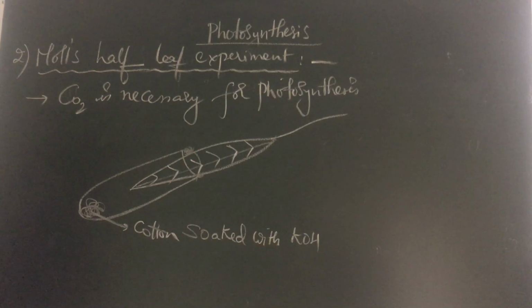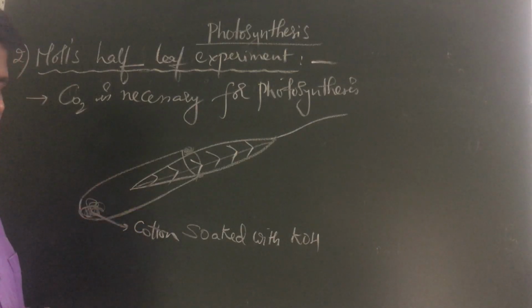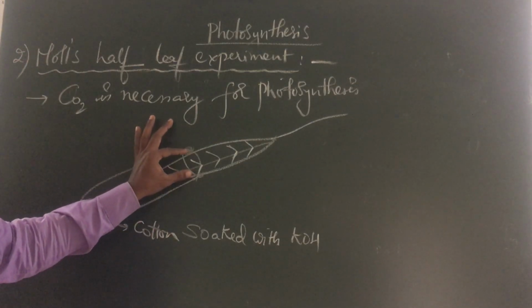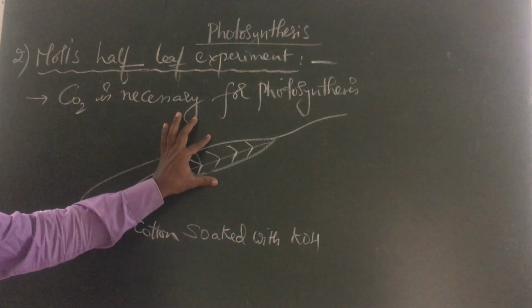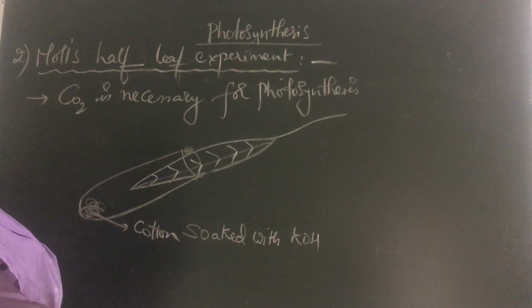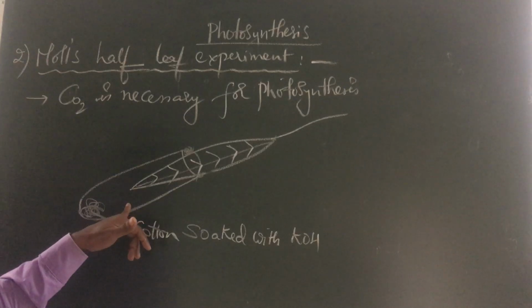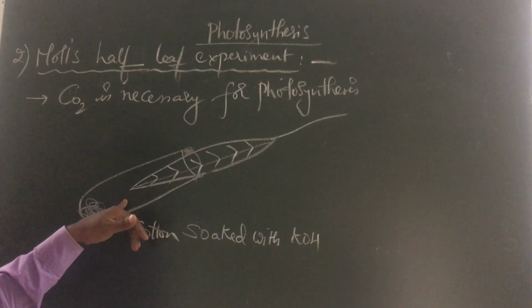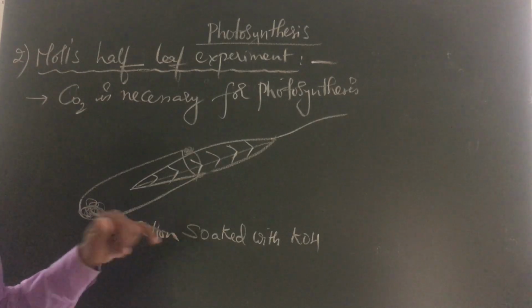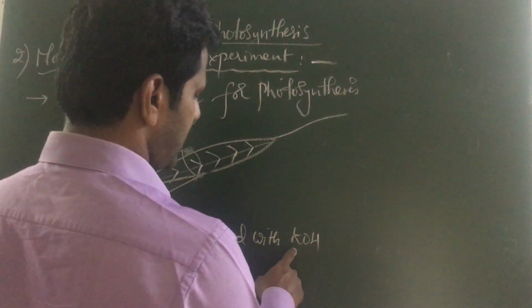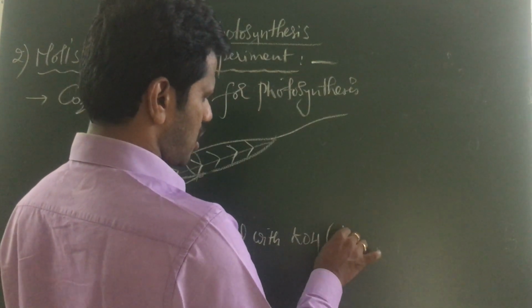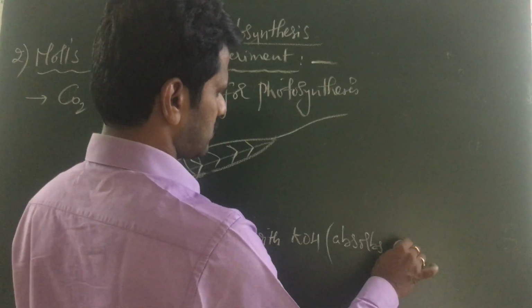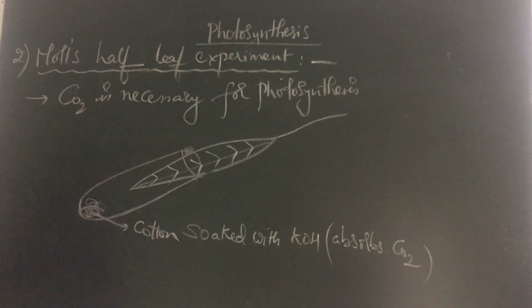So what will the potassium hydroxide do? It absorbs any carbon dioxide which is present inside the test tube. So you cover the opening of the test tube tightly such that no air can pass inside. If any air is present inside the tube, its carbon dioxide will be absorbed by the potassium hydroxide. The potassium hydroxide absorbs the carbon dioxide.